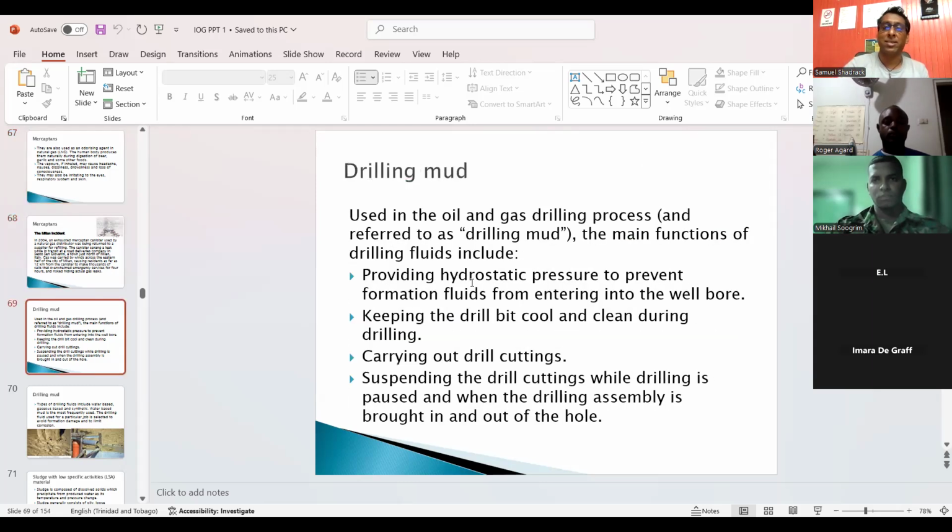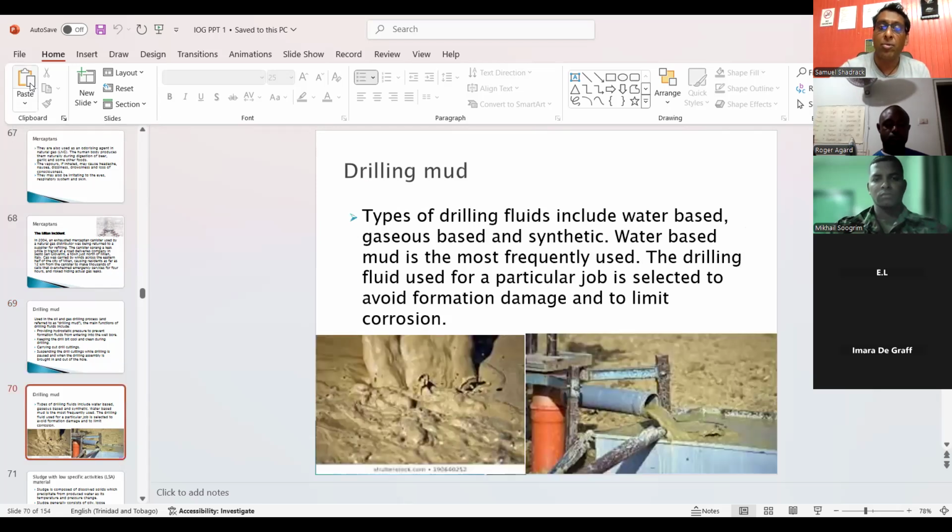It's not hard to figure out, right? Drilling mud, used in the oil and gas drilling process, is referred to as drilling mud. The main functions of drilling mud include providing hydrostatic pressure to prevent formation fluids from entering into the wellbore, keeping the drill bit cool and clean during drilling, carrying out drill cuttings, and suspending the drill cuttings while drilling is paused and when the drilling assembly is brought in and out of the hole.